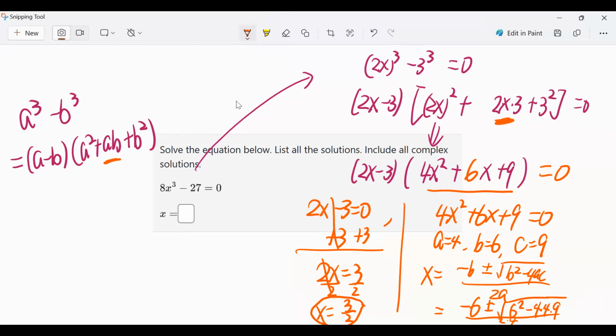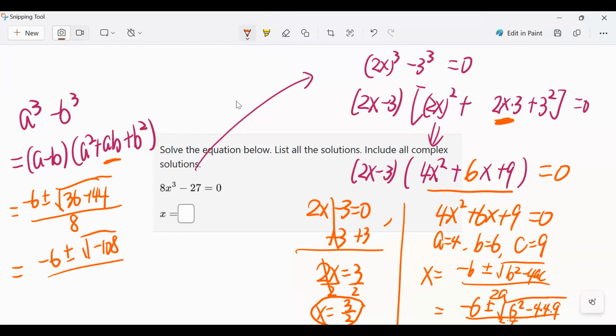Now I'm going to continue here, right? So this is minus 6 plus or minus 36 minus 144, 16 times 9 is 144, 36 minus 144. That's negative 108, and the bottom is 8. It's negative 6 plus or minus the square root of negative 108. So we're going to get two complex solutions here.